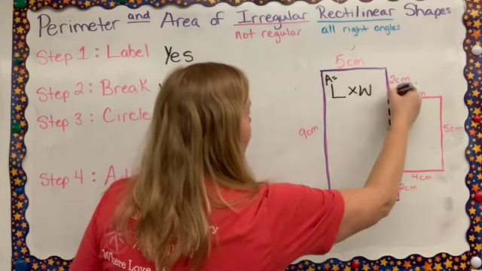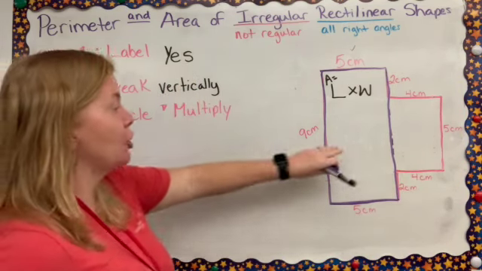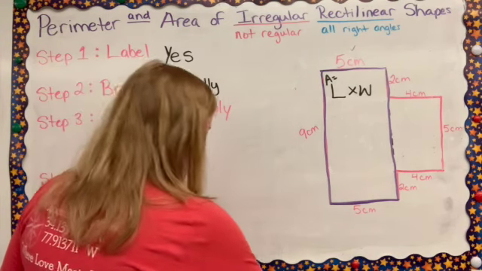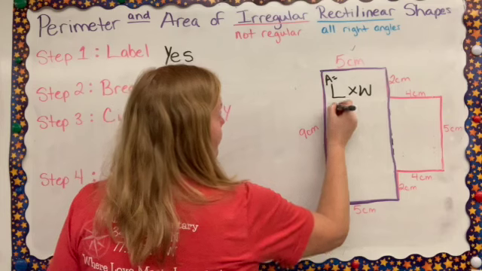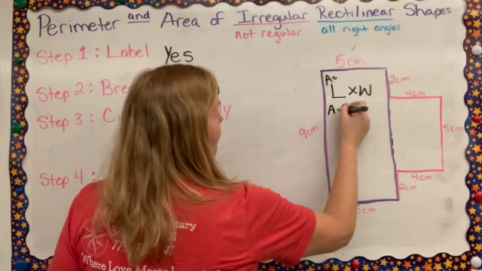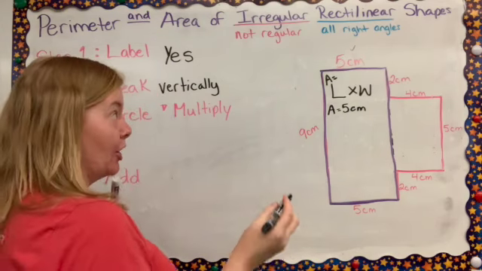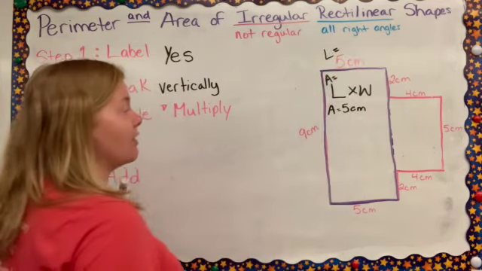How long is it? If I look at all of my measurements just around the purple rectangle, then I can tell that my length is 5 centimeters. Yep, right here. The length equals 5 centimeters.